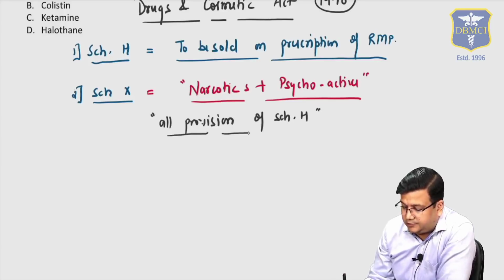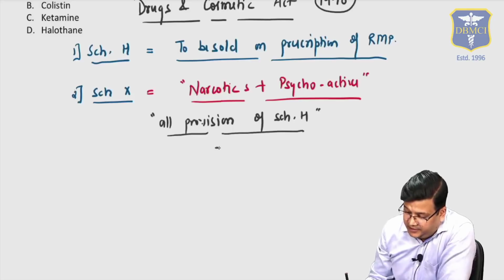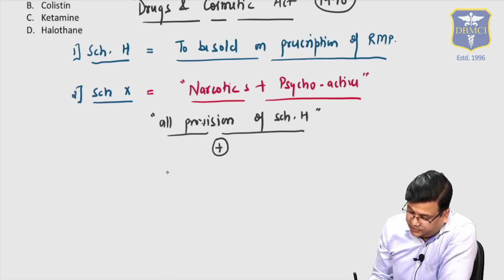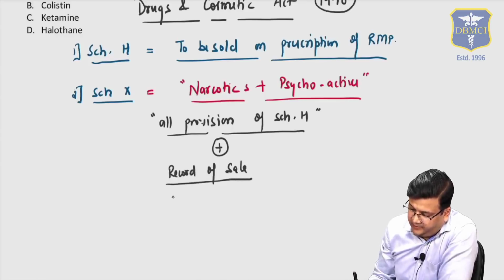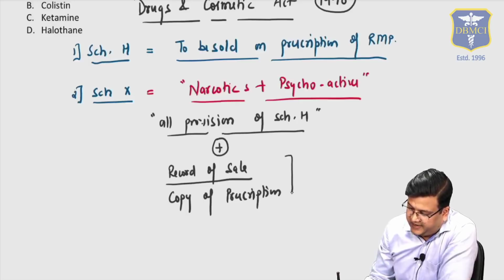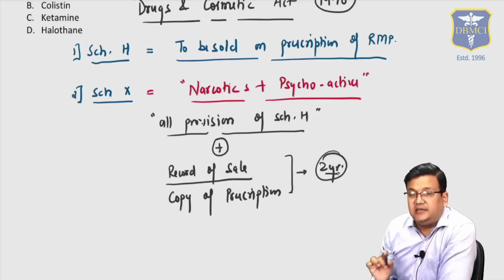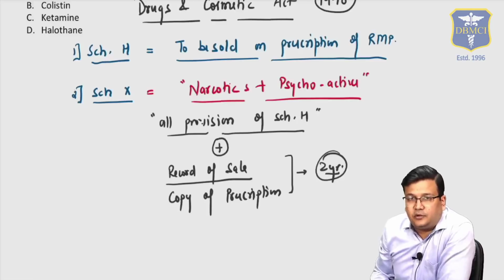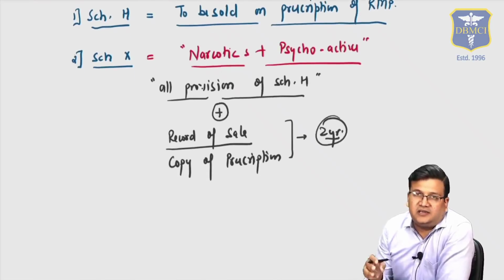That means they are also to be sold on prescription. But in addition to that, the pharmacist has to maintain the record of sale and a copy of the prescription. So the record of sale and a copy of the prescription have to be maintained for 2 years by the medical shop owner or the pharmacist. So all narcotics and psychoactive substances are put under Schedule X.